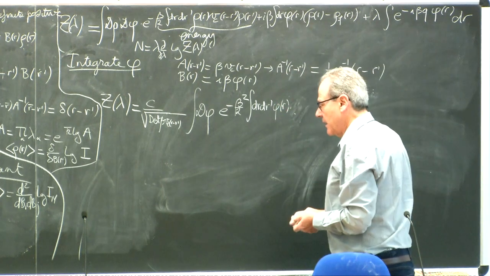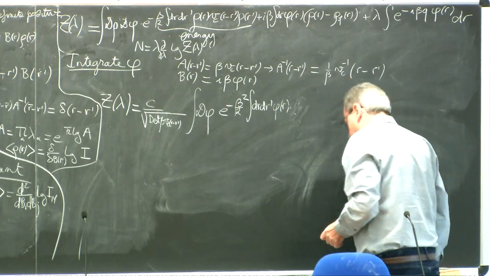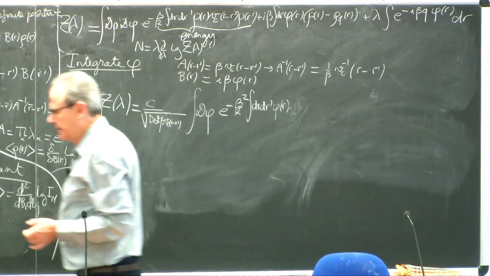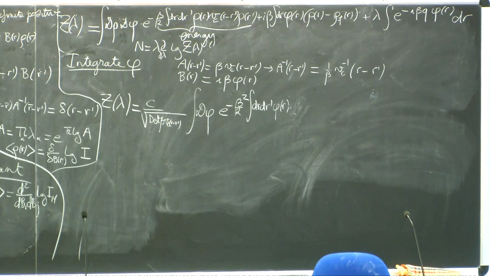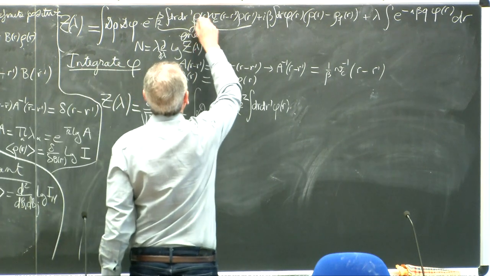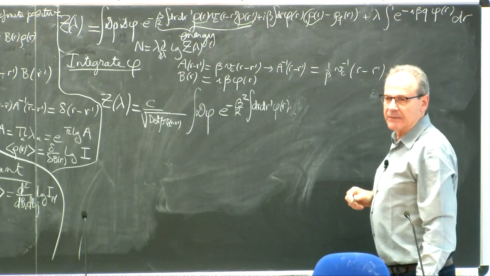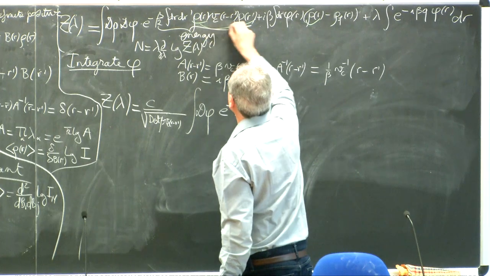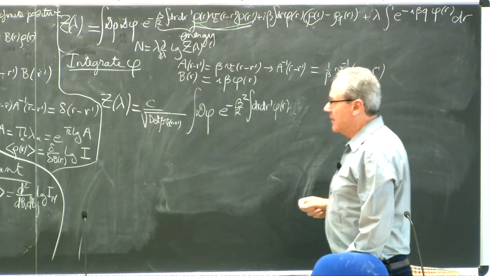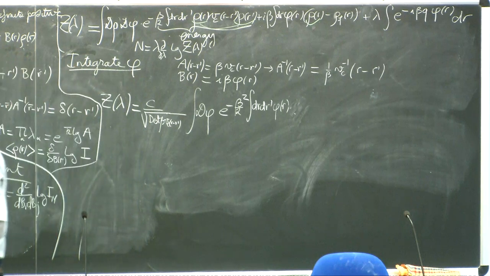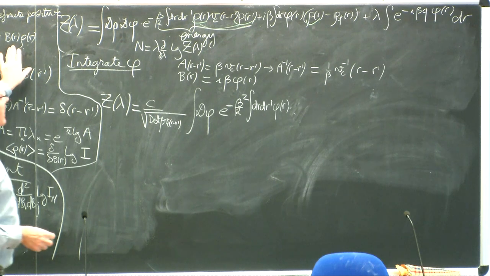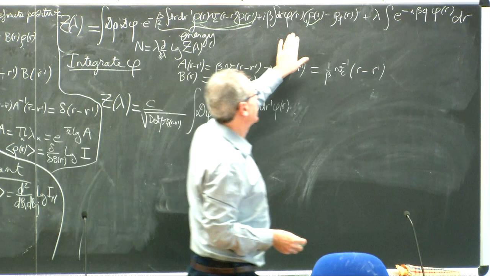So I have rho here and rho here. You see that this is quadratic and this is linear, so it's exactly of this form: rho, quadratic kernel, rho, and then a linear part, which you can read off here.